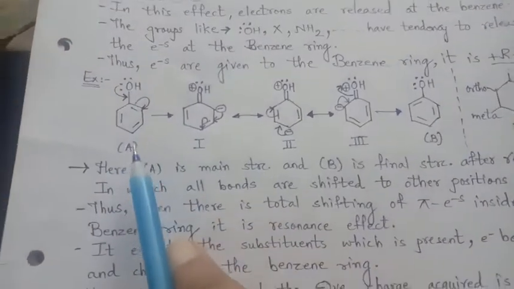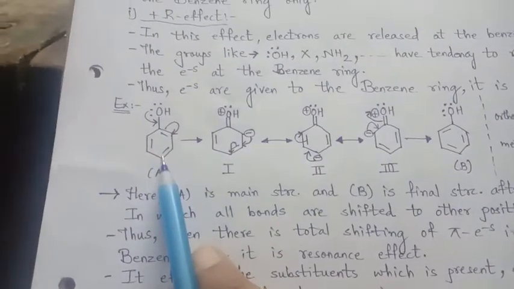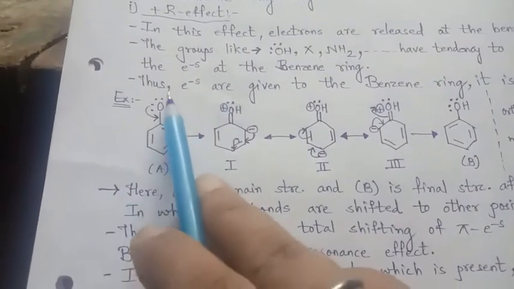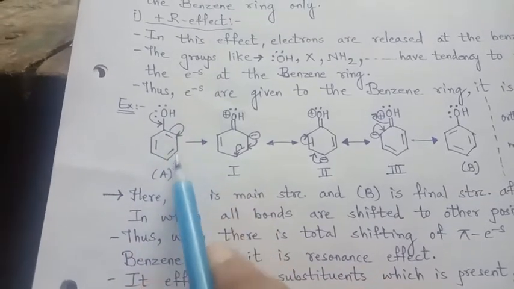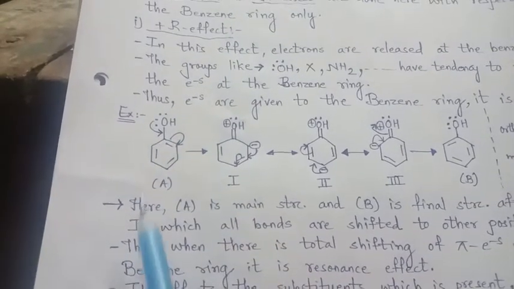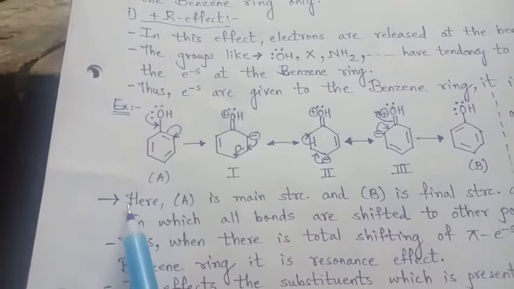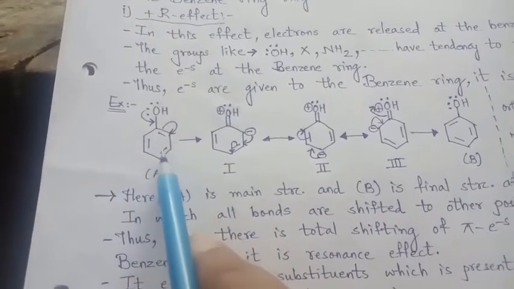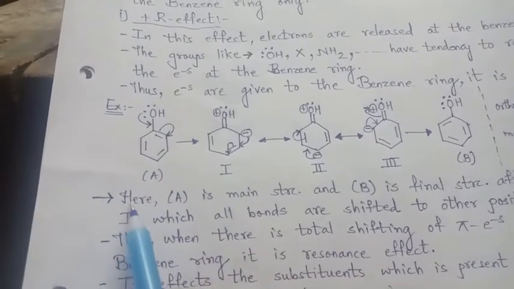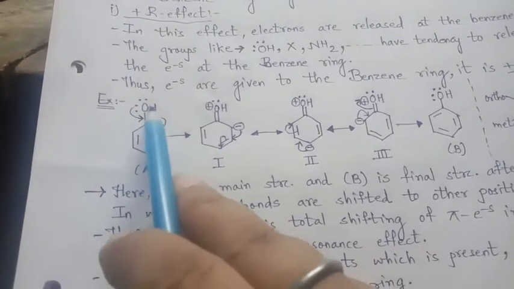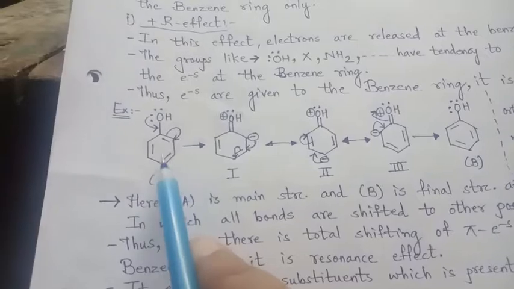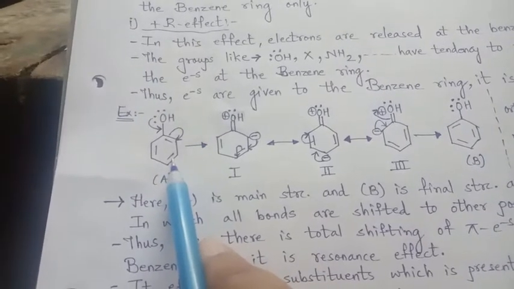Now let us see here. This is the benzene ring attached with the substituent OH, so it is phenol. Oxygen here has 2 electron lone pairs, right? Double bond, double bond, double bond. This is structure A, which is the main original structure.